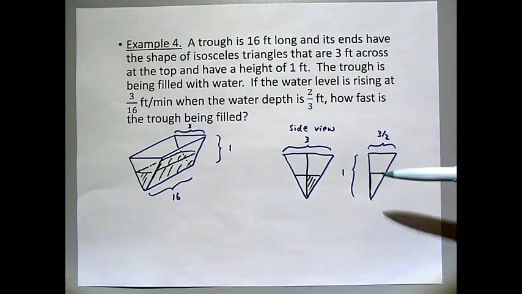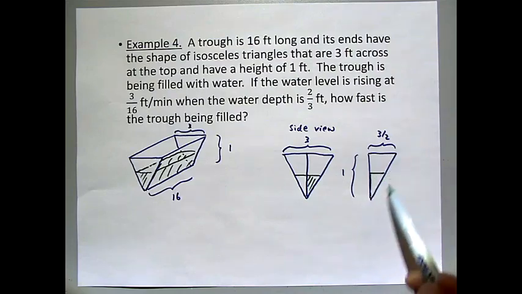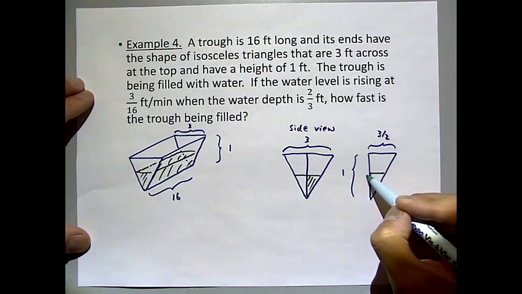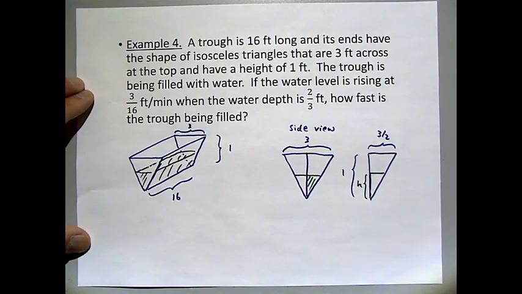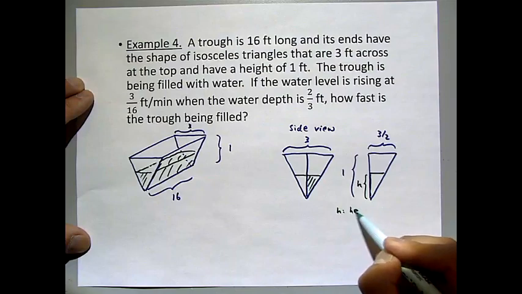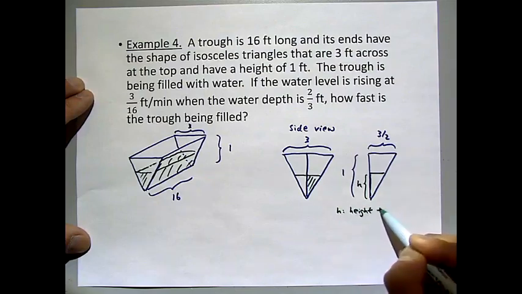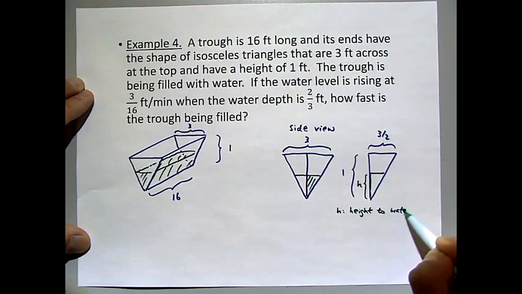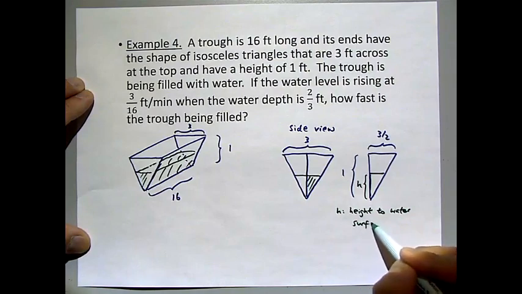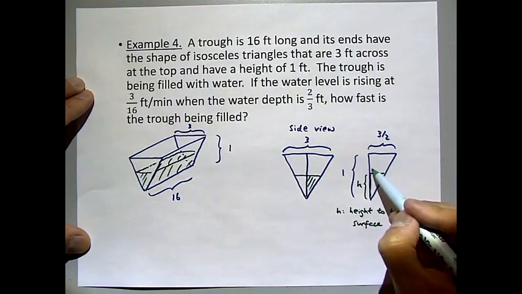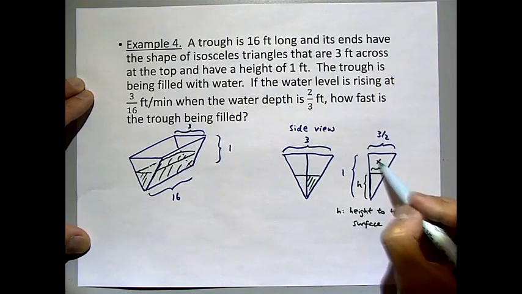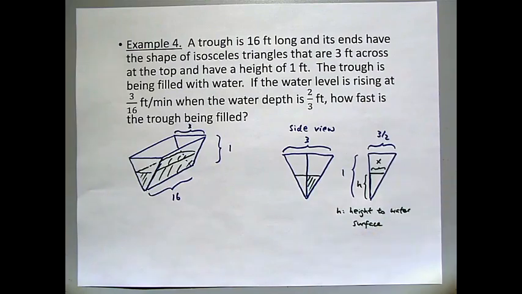As the water rises, notice that half of that is still going to be a triangle. Let's call the height of that h, the height to the water level, the water surface. And then x is just going to represent the width of that water surface.